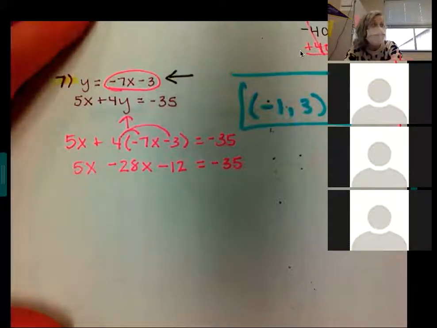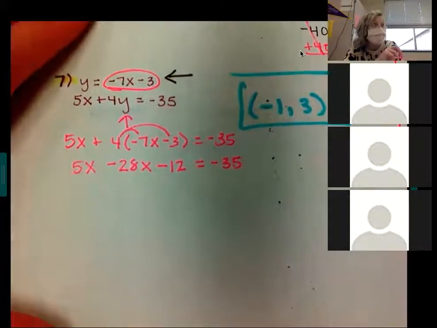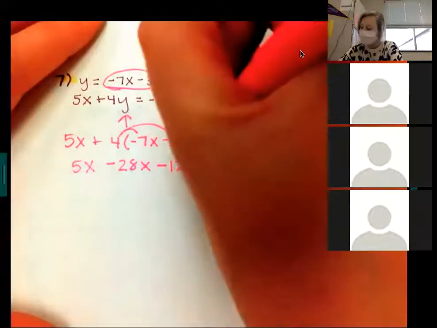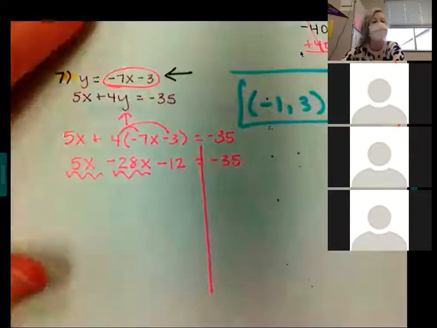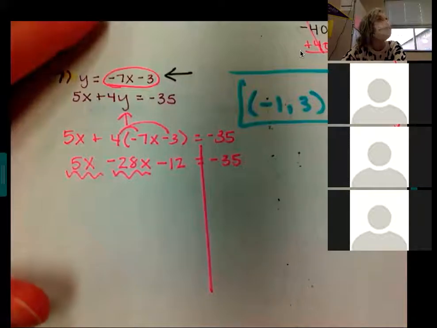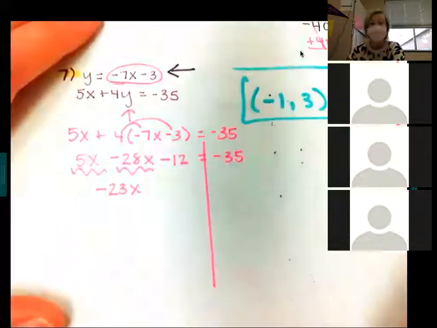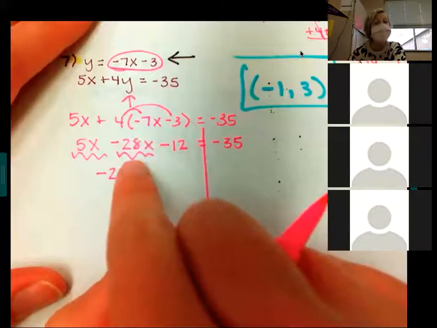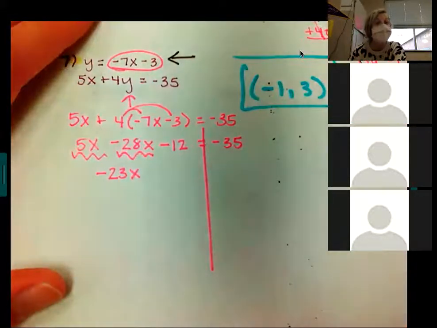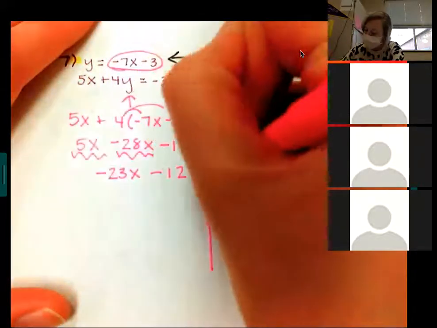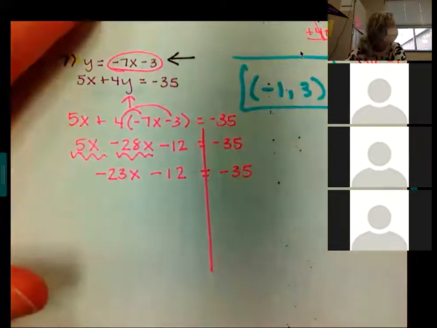What do you do next? Good, good. Draw your ball, and I heard combine the x's. Now, y'all look, they have different signs. So what are you supposed to do with them? Subtract. What's 28? Take away 5. Good, 23. And it should be negative because 28 is bigger, right? Okay. So negative 23x minus 12 equals negative 35.